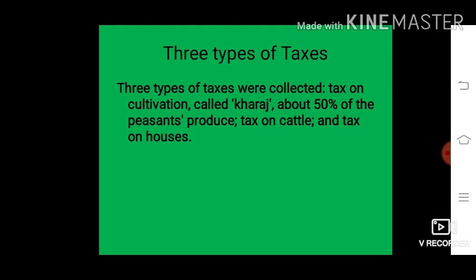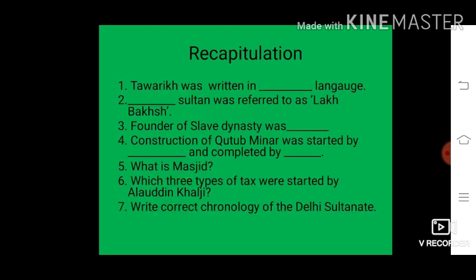So this was the end of this video. Here is some recapitulation. In which language was Tariq written? Which Sultan was referred to as Lakh Baksh? Who was the founder of the Slave dynasty? By whom was the Qutub Minar constructed and by whom was it completed? What is a masjid? Which three types of tax were started by Alauddin Khalji? Write all the names of the dynasties of the Delhi Sultanate in a proper sequence, in a proper hierarchy.